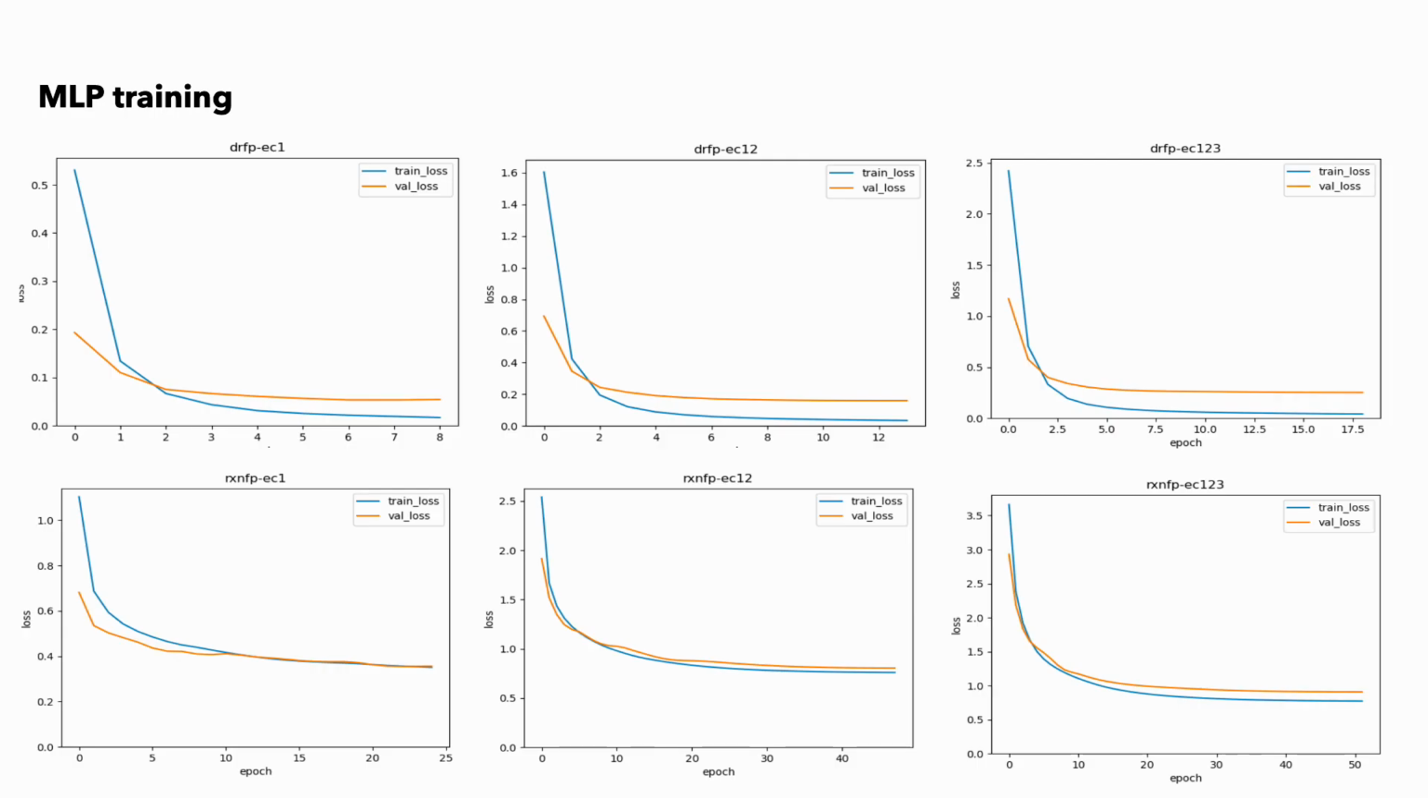Here you can see the results of training the MLP models for DRFP or RxNFP for different levels of EC. As you can see, the MLP was trained using fewer epochs with DRFP fingerprints and achieved lower loss. RxNFP remained at high loss after more than 2 times more epochs of training.